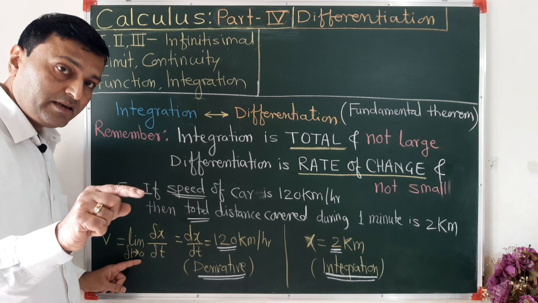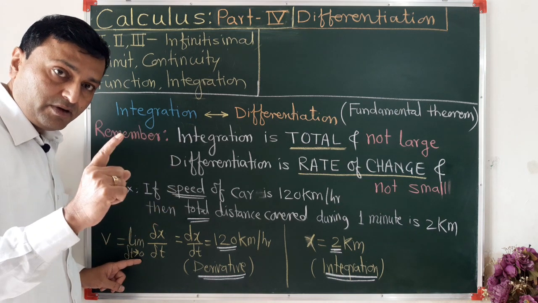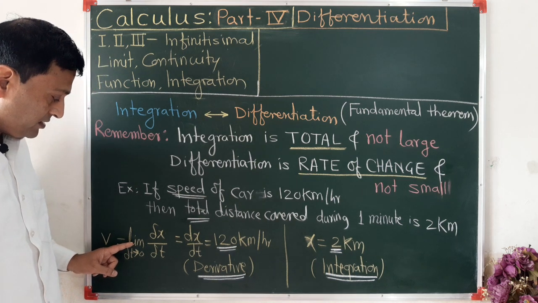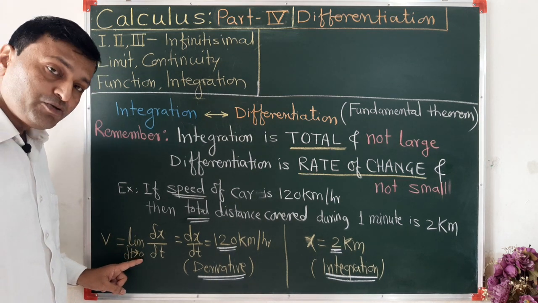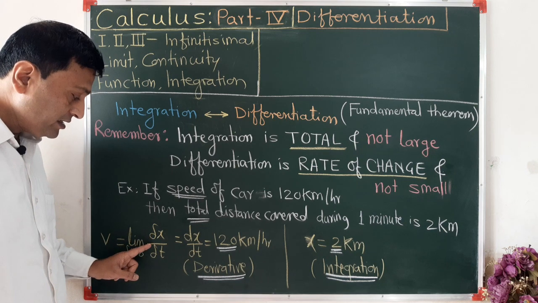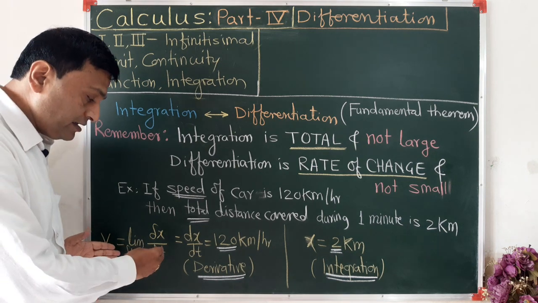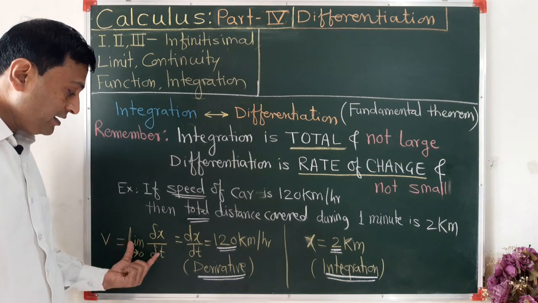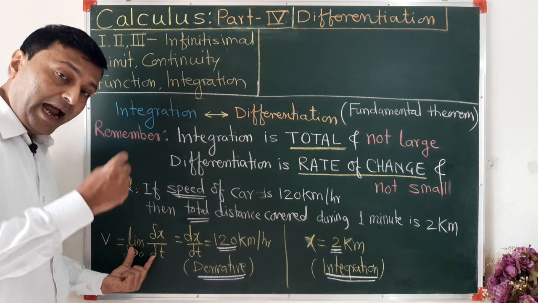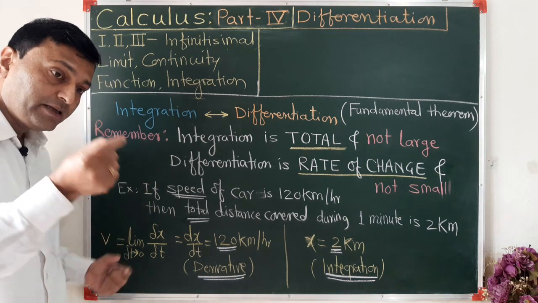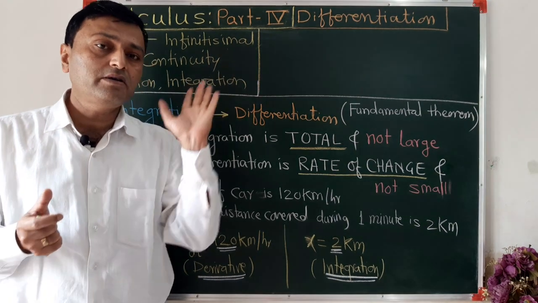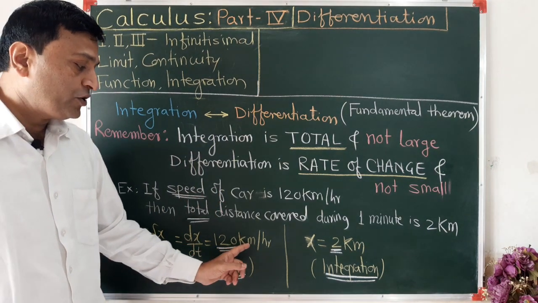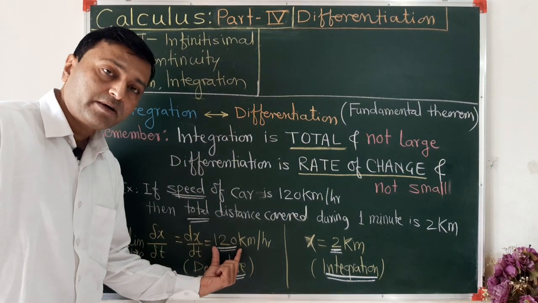And we have seen in the second video how that limiting process works. Limit delta t tends to 0, delta x divided by delta t. This is the limiting process of delta t. Then we get the speed at that instant. At which instant? Where we want the speed. And that speed is 120 km/h. You can observe this number.